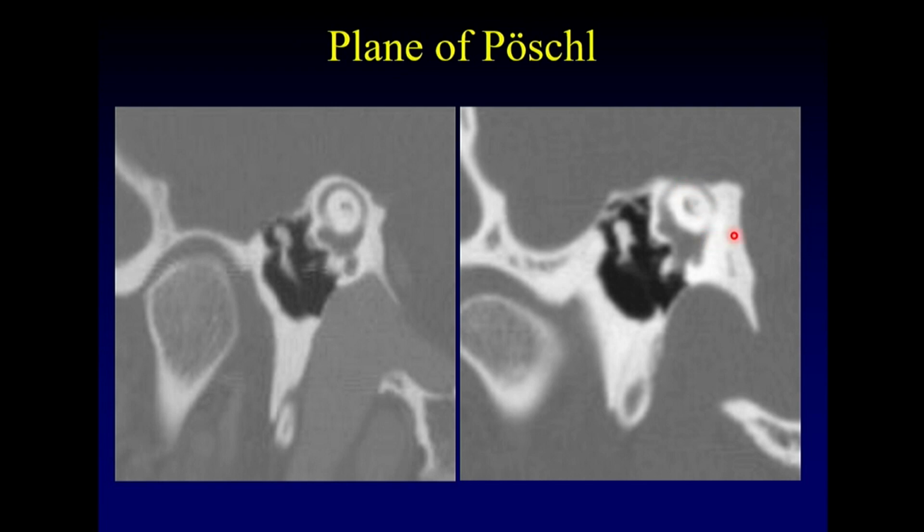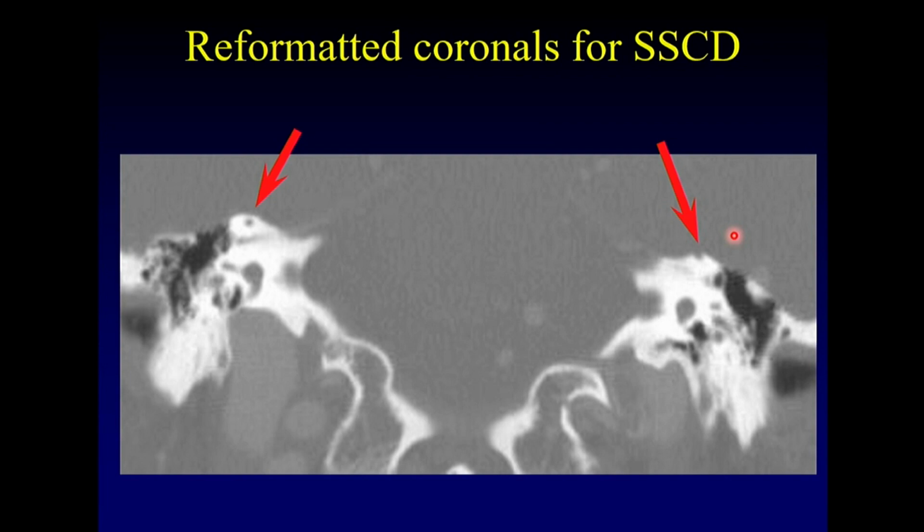But now I'm going to let you in on a secret. You don't need the planes of Stenver and Poschl. Your basic, everyday coronal reformat is perfectly good for this diagnosis. It performs just as well as the planes of Stenver and Poschl. They are fun to play with, but they don't improve your diagnostic accuracy. So if you don't like looking at that many images, this will do just fine.